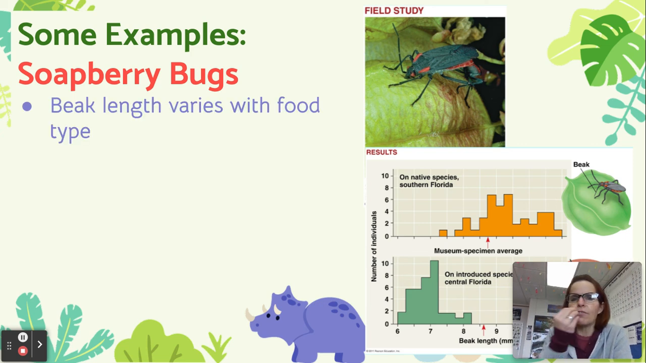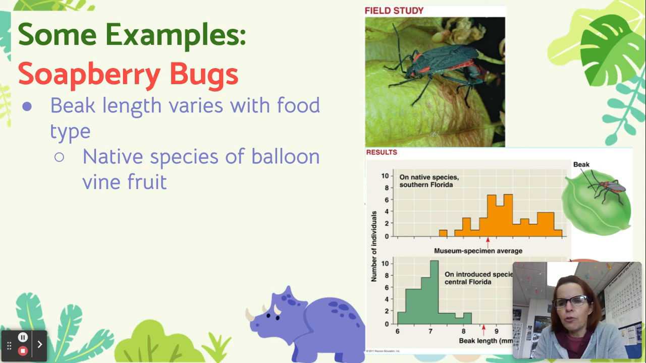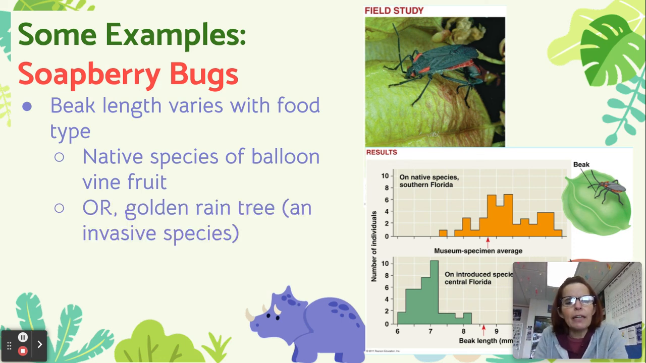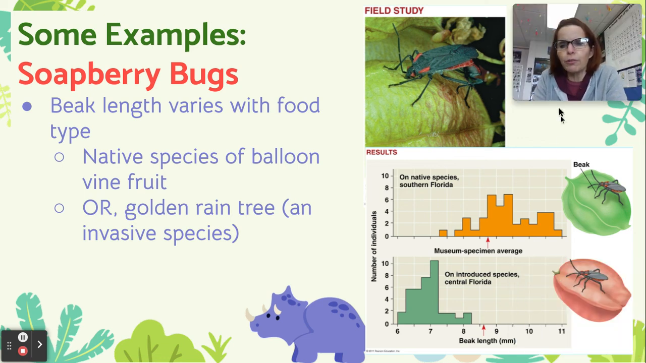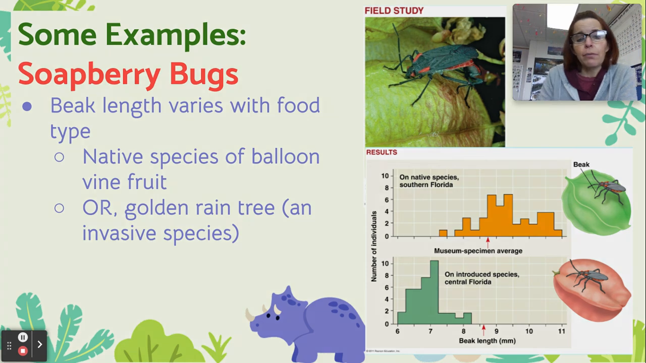So soapberry bugs have different lengths of what they call their beaks. It's a proboscis. It's something that they inject into the fruit, and then they use it to suck up the juices of the fruit. They normally are found on balloon vine fruit in southern Florida, and there's an image there, and their beak length is specific, and it goes a little bit higher. But they've also been found on an invasive species called the golden rain tree, and the fruit is slightly different, and we've already seen the beak change length to be better suited for that particular type of fruit.